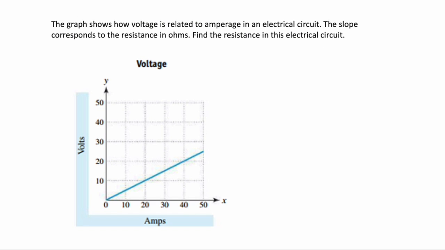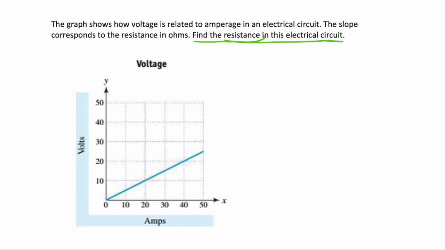Everyone, Professor Baldwin here. Today we're going to look at a word problem that also involves a graph. So the graph shows how voltage is related to amperage in an electrical circuit. The slope corresponds to the resistance in ohms, and we're asked to find the resistance in this electrical circuit.